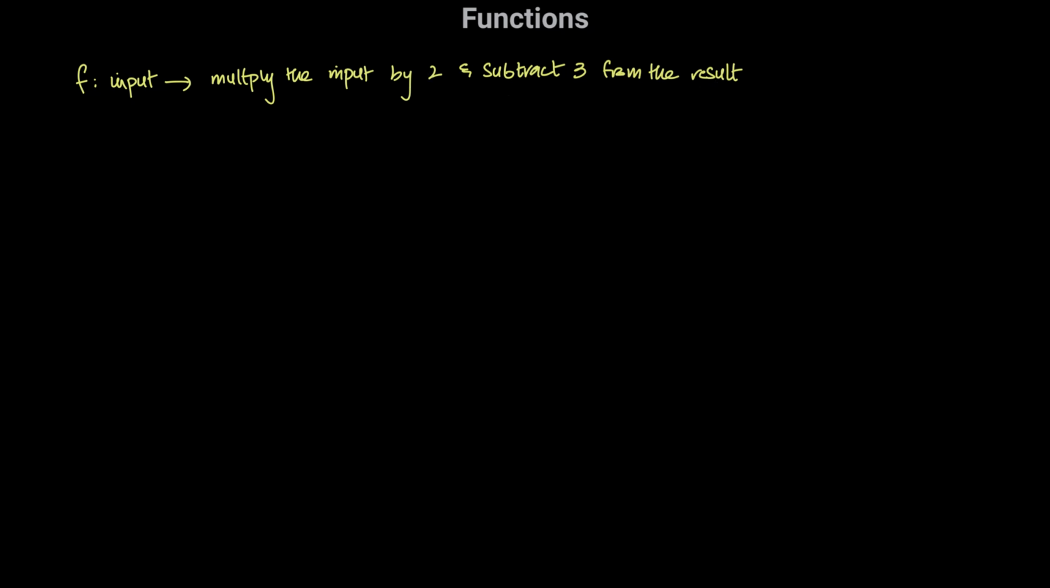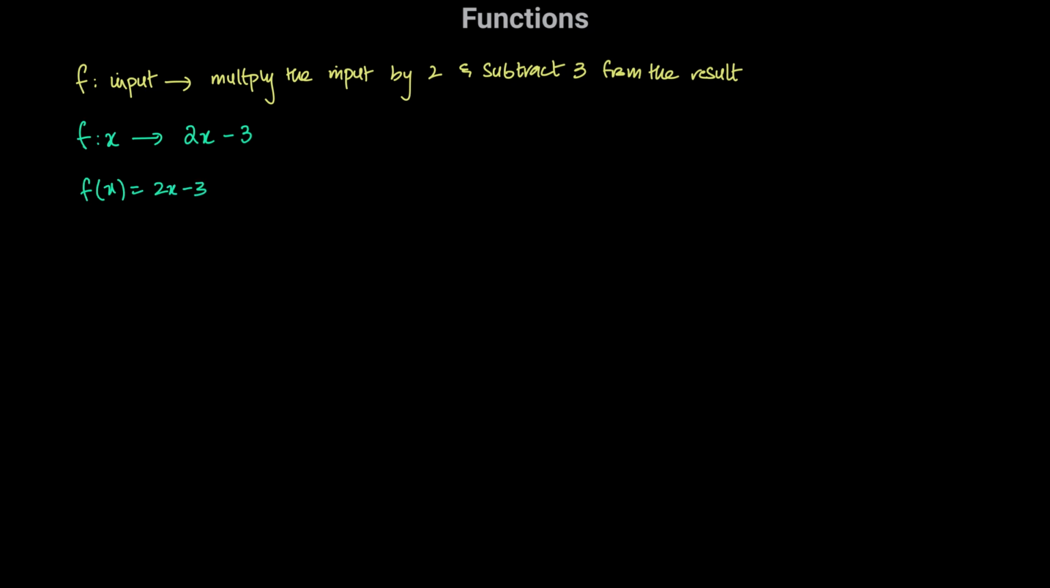Now how can we express this mathematically? Usually we use the letter x to represent the input. So let's say that I have my function f that takes the input x, and what it does to the input is it multiplies the input by 2 and subtracts 3 from the result to give us the output. So here, if my input is x, I'm going to multiply x by 2 and subtract 3 from that to get the output. So we can say that the function f in terms of the variable input x is equal to 2x minus 3.